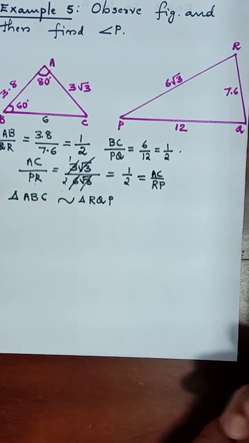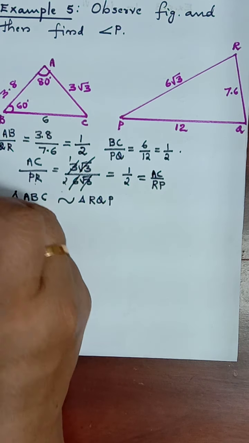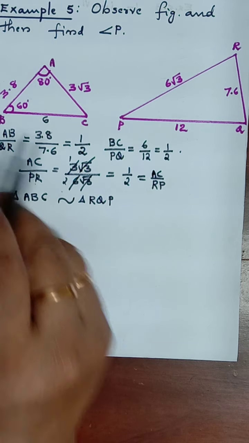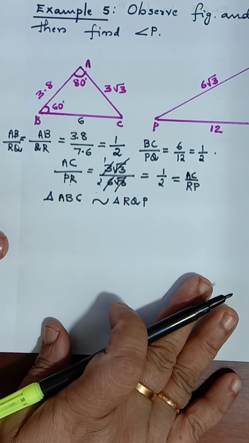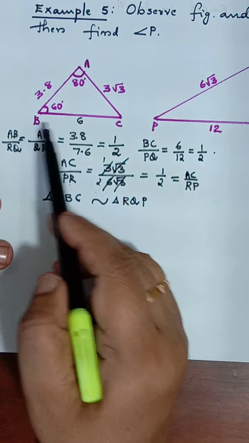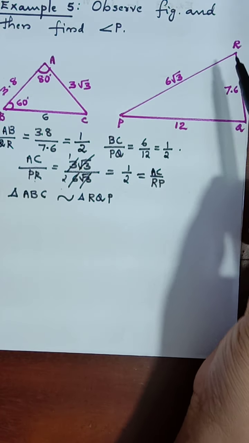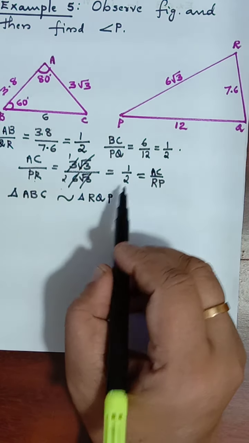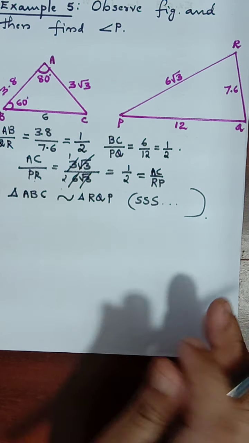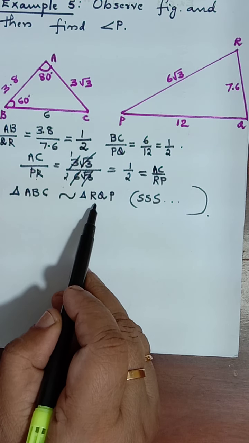We know that, isn't it? AB by RQ. QR is same as RQ, as I told you. AB by RQ. You can see this. Okay, AB by RQ. So the better way is triangle ABC similar to triangle RQP. So it is by SSS similarity criterion. Angle A should be equal to angle R.